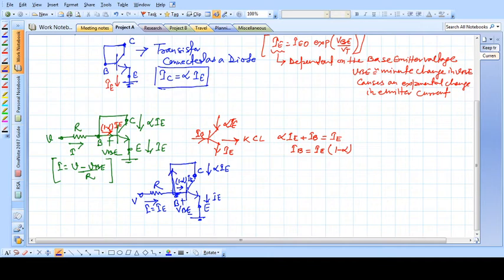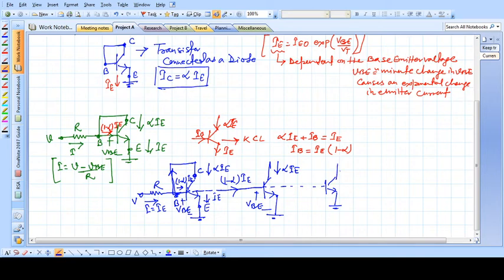Okay, so alpha I. In the current mirror concept, if we arrange some transistors in that fashion, the base emitter voltage will be the same. This current is nothing but simply alpha times I, and this current is simply (1 minus alpha) I. In that fashion we can arrange a number of transistors.